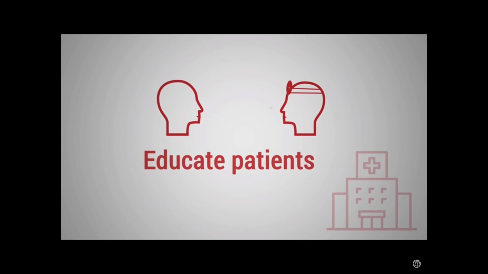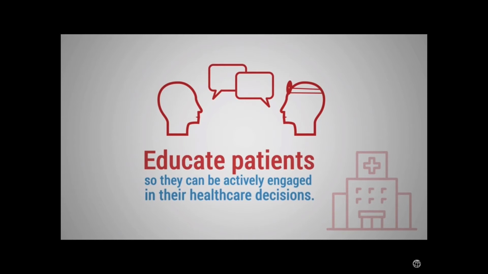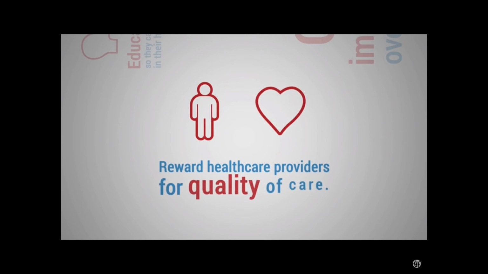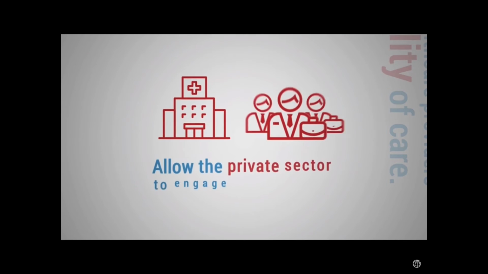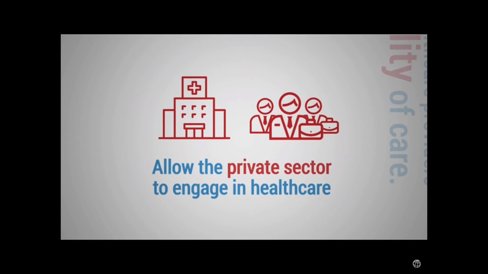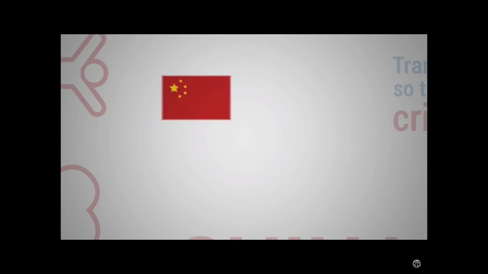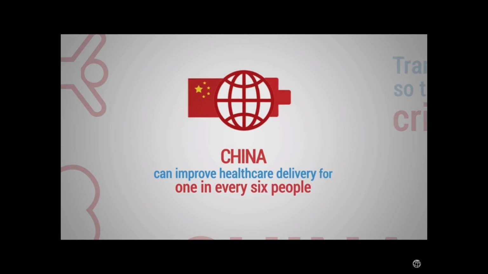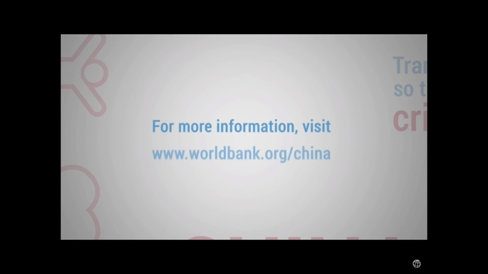Educate patients so they can be actively engaged in their healthcare decisions. Reward healthcare providers for quality of care, not volume of patients seen and treatments provided. With the right regulations, allow the private sector to engage in healthcare. With these changes, China can improve healthcare delivery for 1 in every 6 people in the world and be a model for other countries.